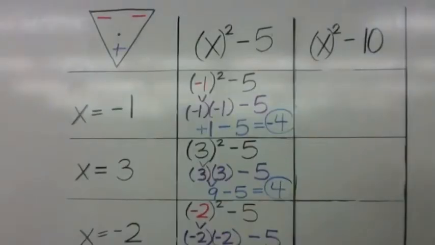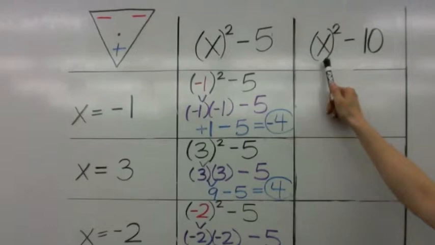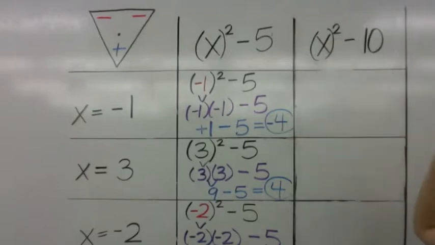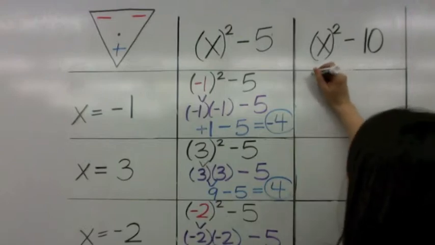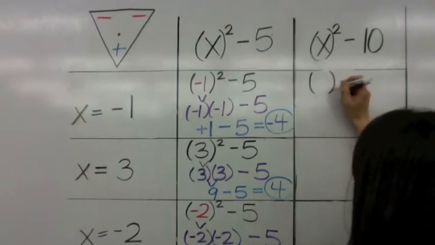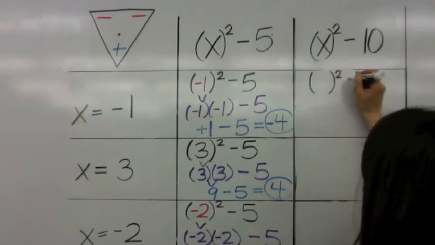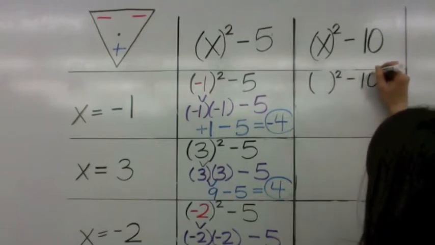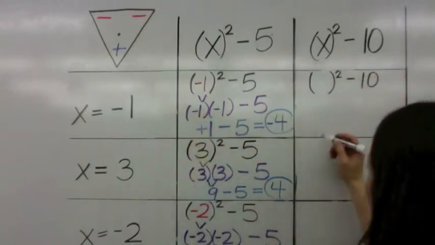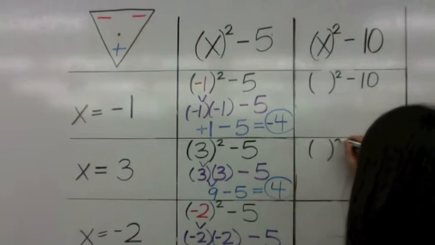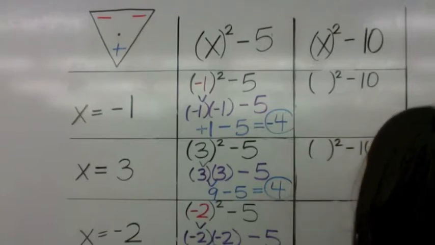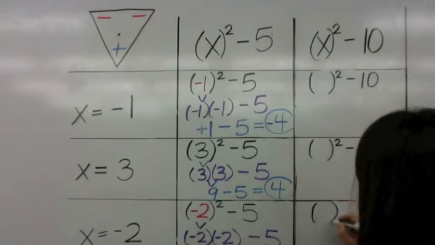Let's do our last set of examples. We're going to use this expression. In parentheses, this says, read it with me, x squared minus 10. What does it say? X squared minus 10. So we're going to set it up with an empty parentheses. A number squared minus 10. Because it could be any of these numbers. A number squared minus 10.